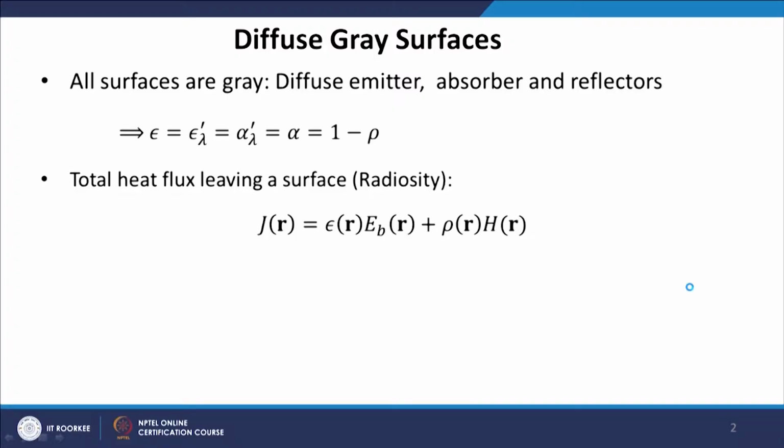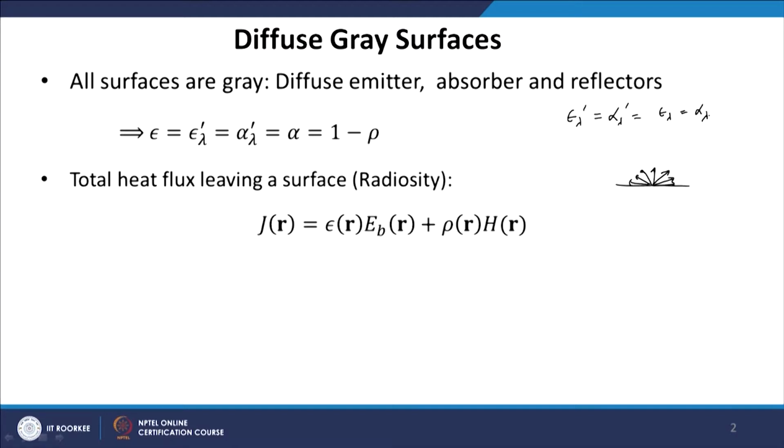surfaces. So, diffuse grey surfaces, we have already studied the classification of the surfaces. Diffuse, as we have already studied, means it emits and absorbs radiation equally in all directions. That means epsilon lambda prime is equal to alpha lambda prime is equal to epsilon lambda is equal to alpha lambda. So, this is a diffuse emitter and absorber.